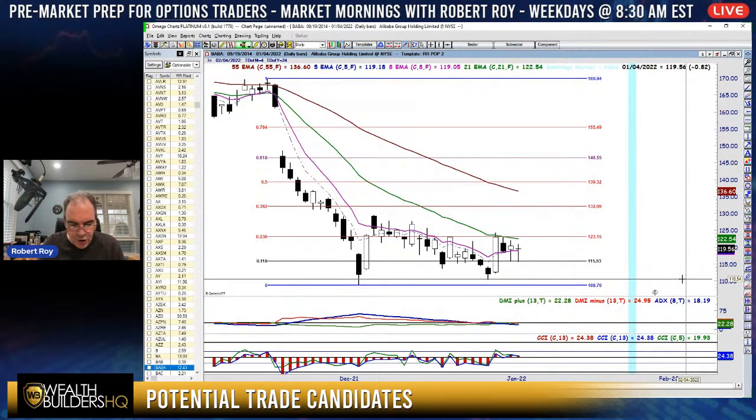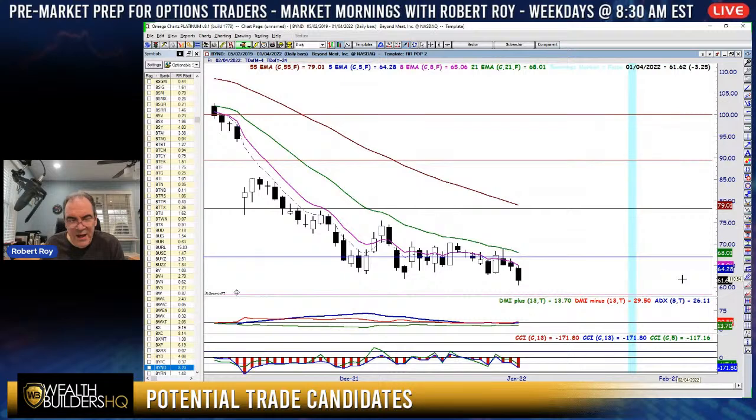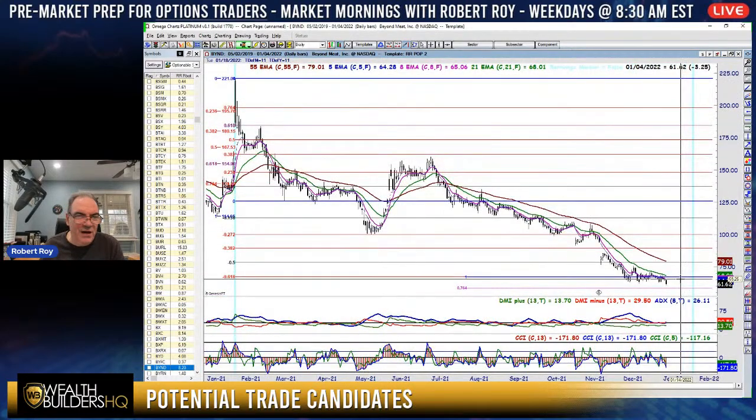Both of these so far, Adobe and Baba, are weekly options. We only have two that have monthlies on them. Beyond Meat, they have been in a world of ouch, ouch, ouch, hurts, right? From 225-ish down to 62.